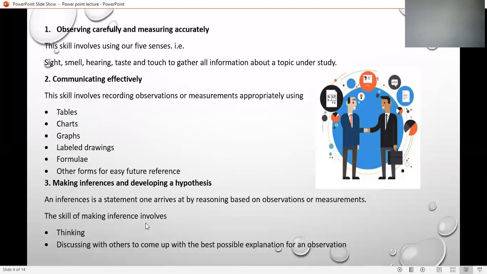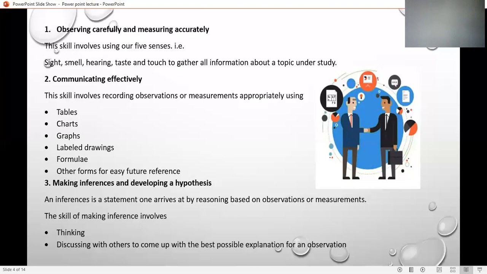So if you see something and you are a good painter, you can just make the diagrams, right? Thirdly, first you observe, you communicate effectively, now you are going to make a hypothesis. But before the hypothesis, you make a statement that is known as inference.